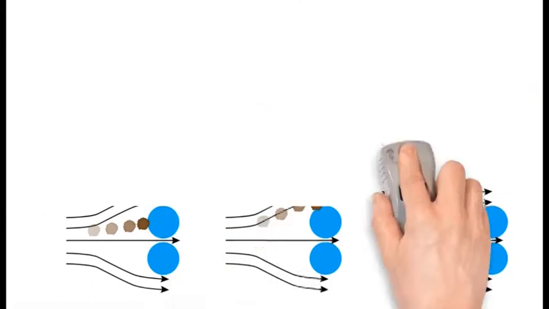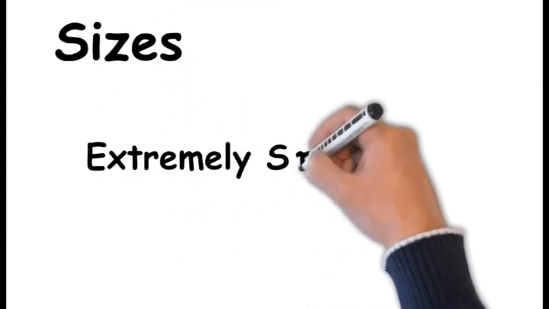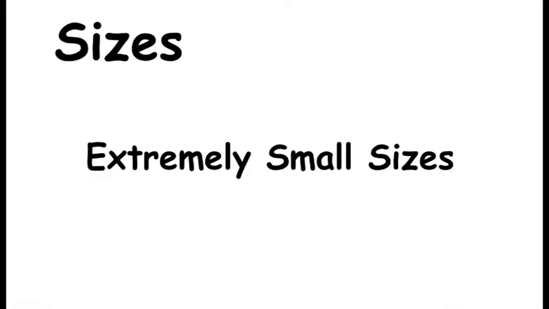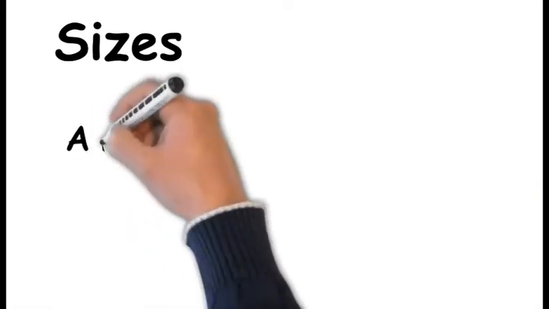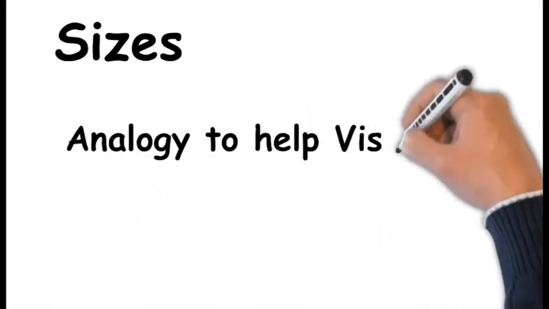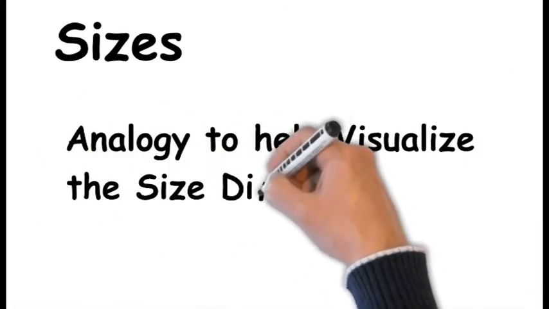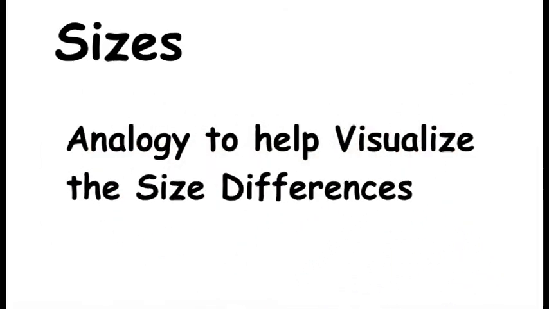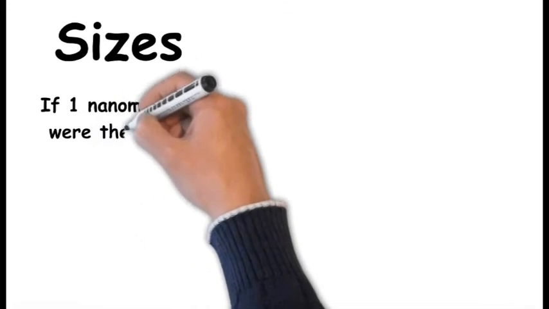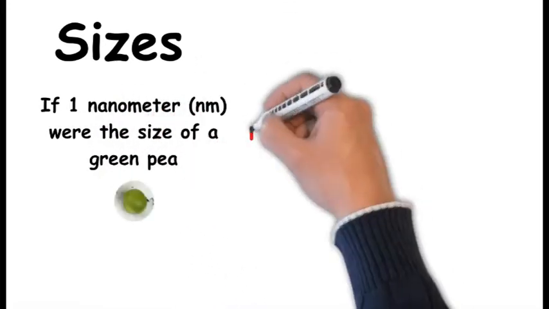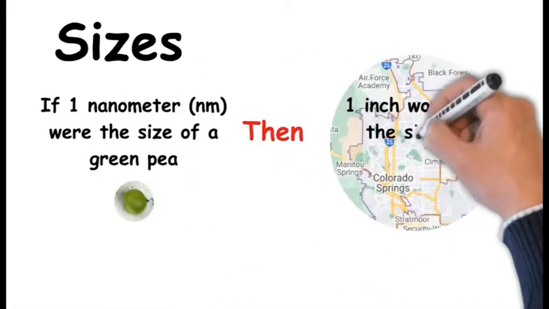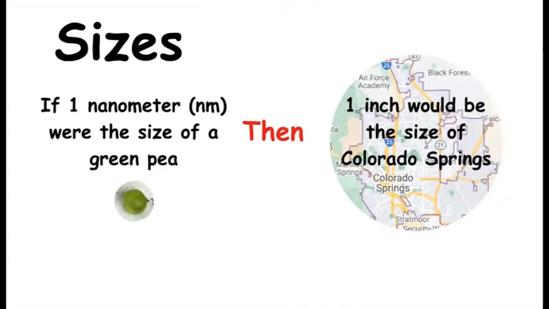Let's talk about sizes, because the sizes we're talking about are very, very small, so it's hard to imagine what they look like. Here's an analogy to help visualize the difference between a nanometer and an inch. If 1 nanometer were the size of a green pea, then 1 inch would be the size of Colorado Springs.